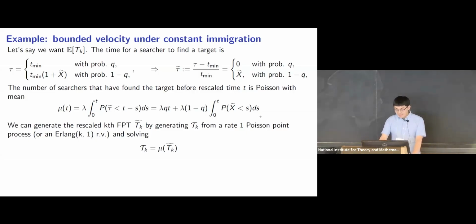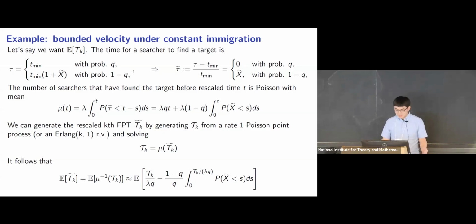We can generate the kth first passage time by taking a rate 1 Poisson point process and doing a time scaling. So we can take our, this always comes out so nice on text, but I never really know how to say it verbally, the math calc-t, which if you care about the actual sequence, you can generate from your Poisson point process. If you only care about the distribution, you can pull it from an Erlang distribution, which is just a gamma distribution where one of the parameters is an integer. And you can solve this expression where this mu is our number of searchers, average number.